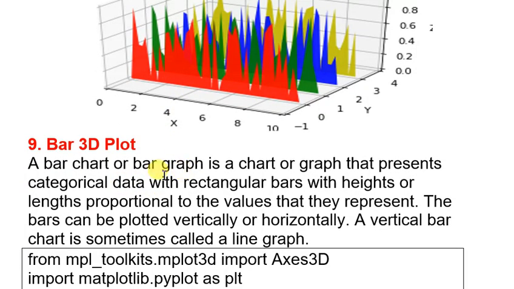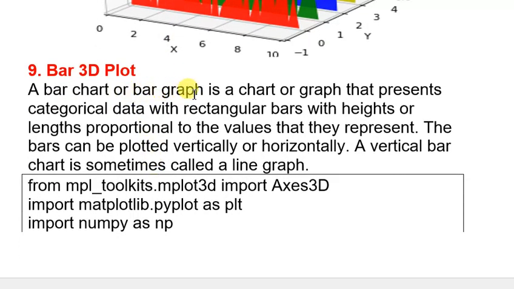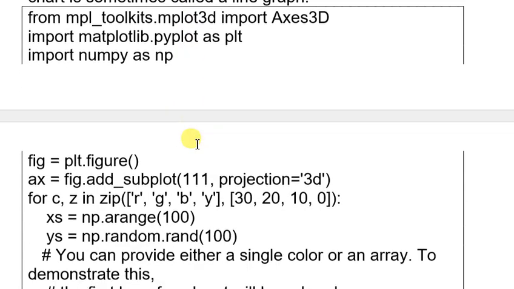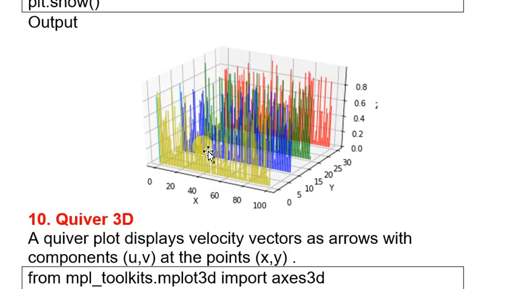Bar 3D plots. A bar chart or bar graph is a chart or graph that represents categorical data with rectangular bars with heights or lengths proportional to the values they represent. Okay, this is the bar 3D graph. This is what it looks like.